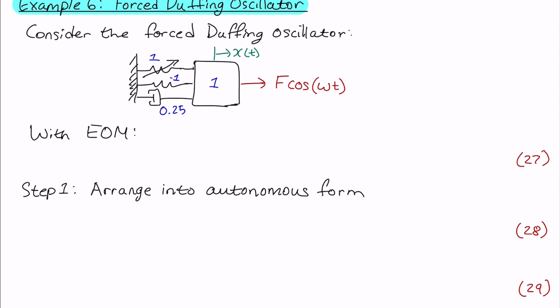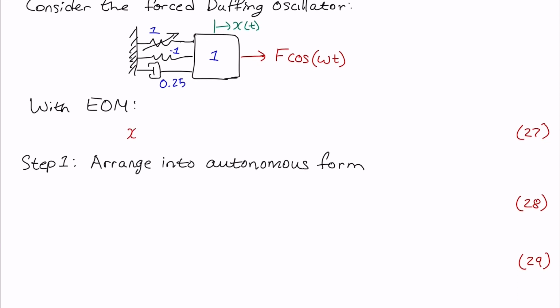So the equation of motion governing this system is x double dot plus 0.25 times x dot minus x plus x cubed, and then that is equal to F times the cosine of omega t. And you can change omega and choose what you want. We'll look at just a single value here, when I think omega is equal to 1. We'll see when we get to the codes.